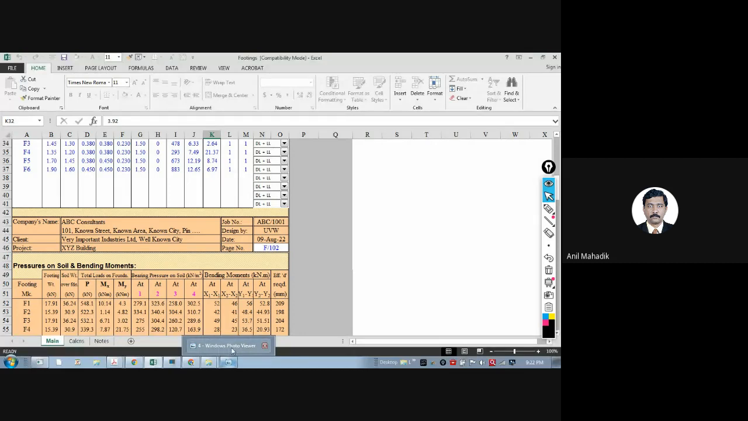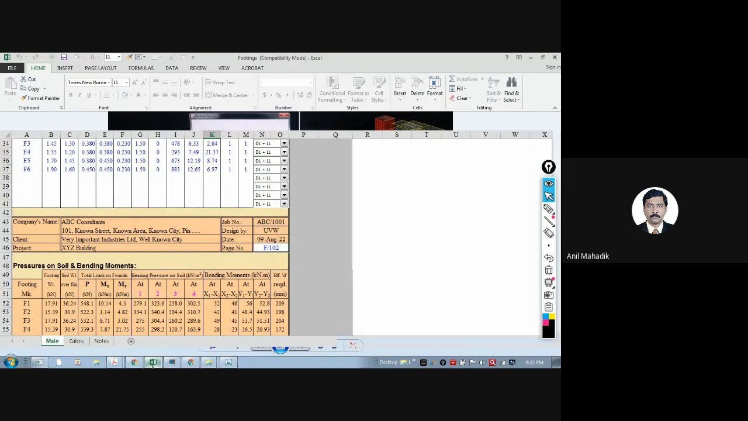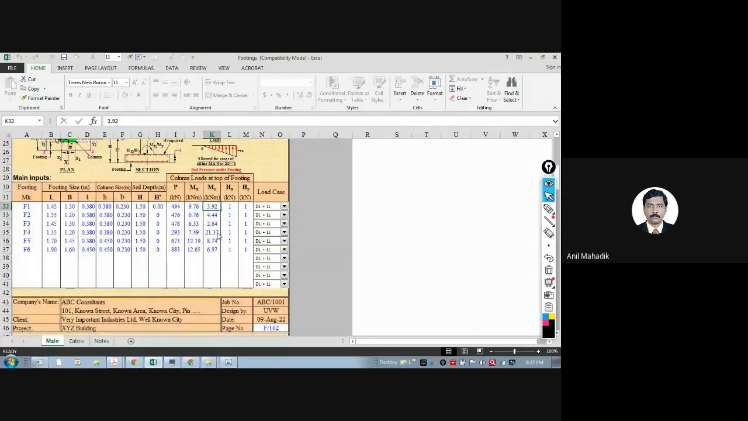So start practicing whatever ETABS models you have prepared. Please design 2-3 columns. I insist all of you, at least design footing 1 or 2 by manual calculations as per this procedure, whatever I discussed. And then design 4-5 columns using Excel programs. Columns, not footings, I'm saying. So that you will have practice.